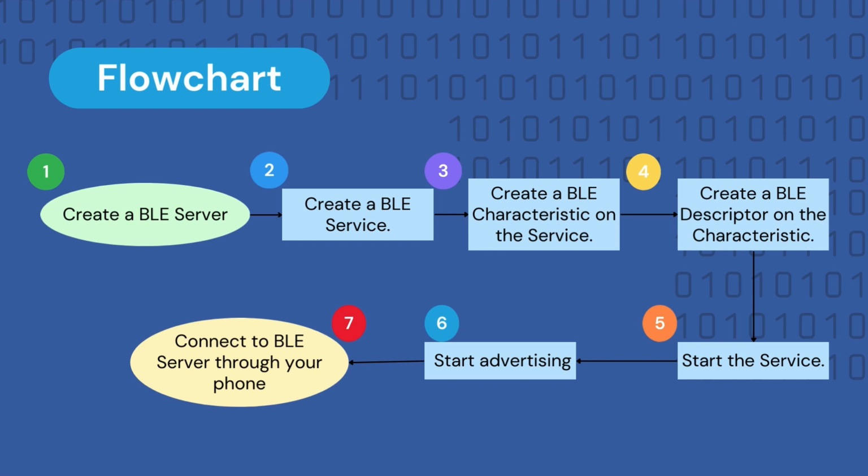In this video, we will be creating a BLE server. And in that server, we will create a service. And for that service, we will create a BLE characteristic. And then for that characteristic, we will create the descriptor. We will start that service, start advertising, and try to connect to this BLE server that we've just created through our phone, which will act as a client.